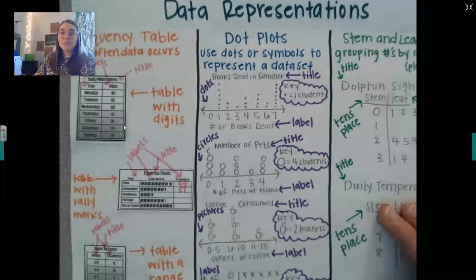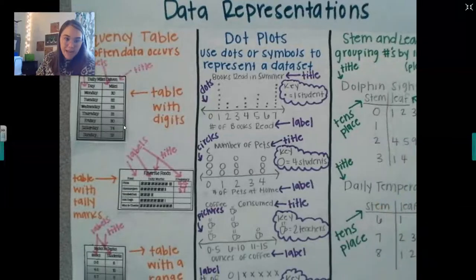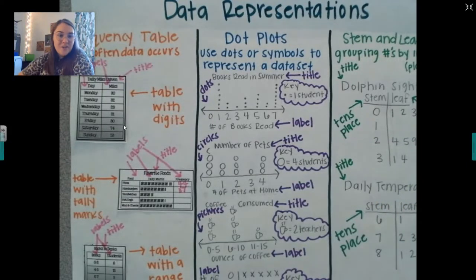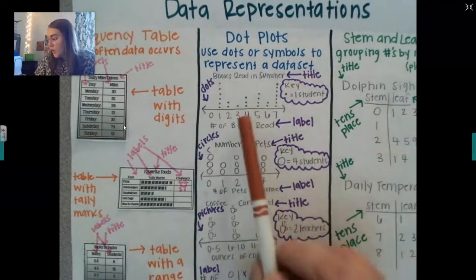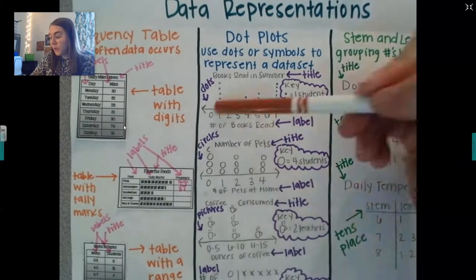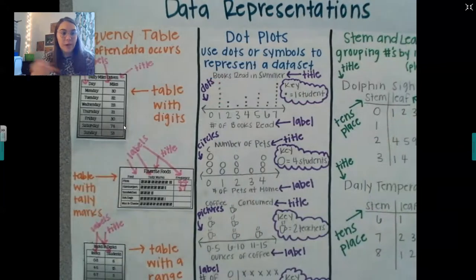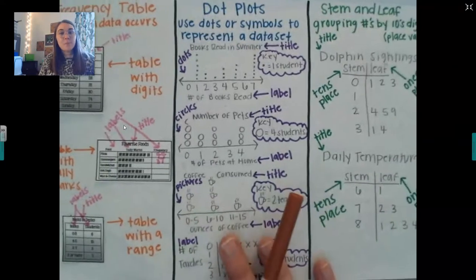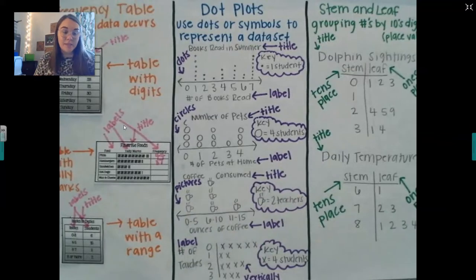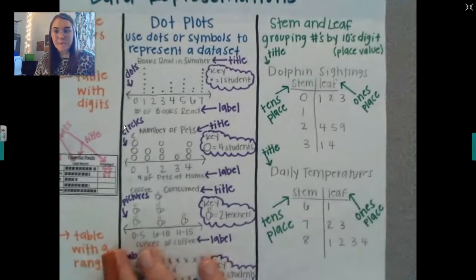So a dot plot uses dots or symbols to represent a data set. We can do this all the time. If I took a survey and said, what is everybody's favorite color? I could put blue, orange, purple, yellow, and I could put dots on there to show how many students like blue, how many students like purple. We use this all the time to represent data. I'm sure you remember this from our data project, where we surveyed either our class or people from our house, and we did their age, their shoe size, favorite colors, favorite foods. We did all of that, and then we put all of our things into data representations.